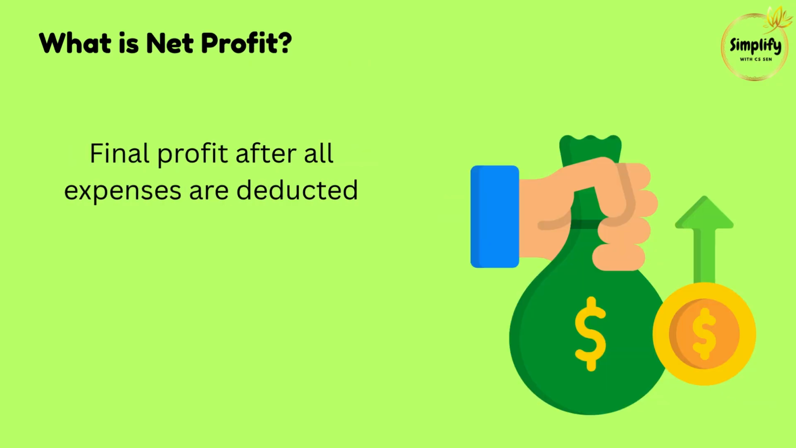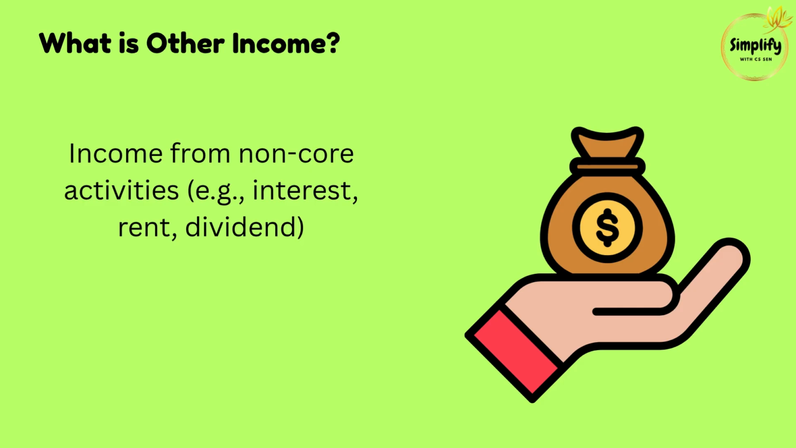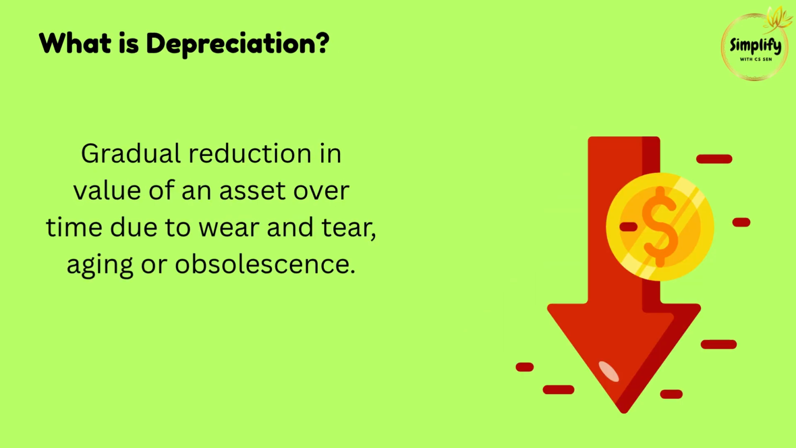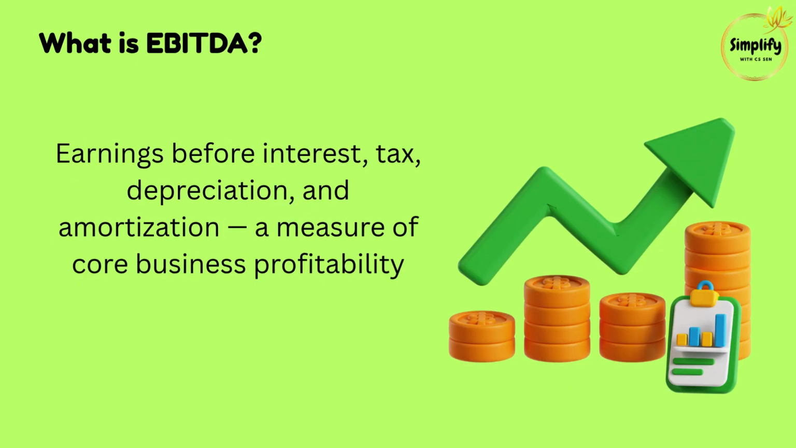What is net profit? It is the final profit after all expenses are deducted. What is other income? It is the income from non-core activities like interest, rent, dividend. What is depreciation? Depreciation is the gradual reduction in the value of an asset over time due to wear and tear, aging, or obsolescence. What is EBITDA?